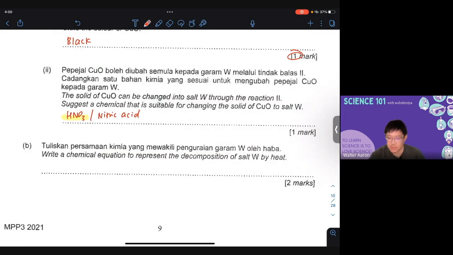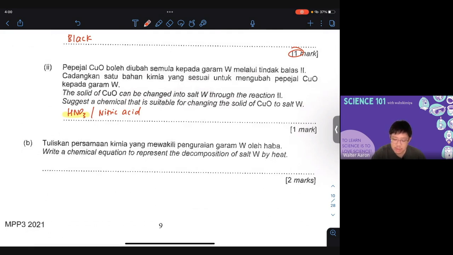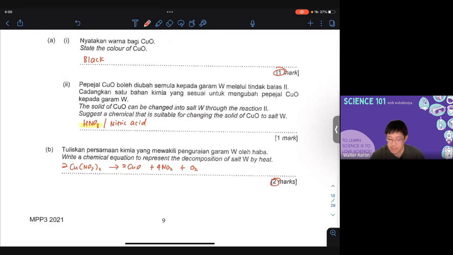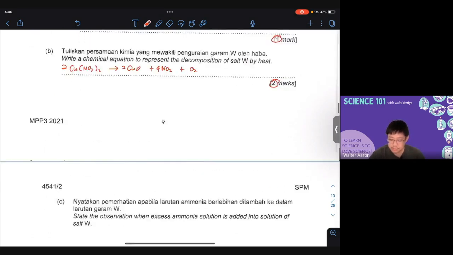For B, write a chemical equation to represent the decomposition of salt W by heat. So you can put here Cu(NO3)2 broken down to produce CuO plus NO2 plus O2. All right, same thing. You just have to balance it up, and then you'll be able to get the full answer. Then you get 2 marks. Correct formula 1 mark. Balancing the chemical equation will give you another mark. All right, understand? And then let's move on to the next one.